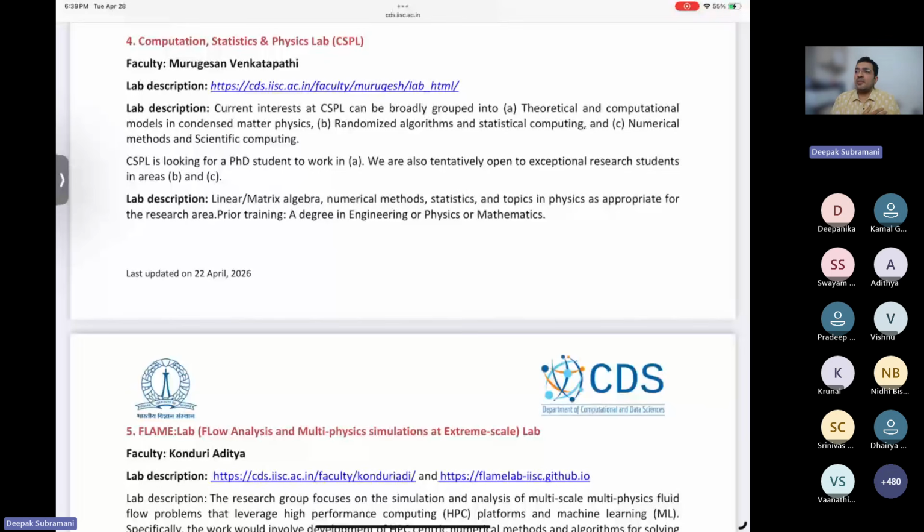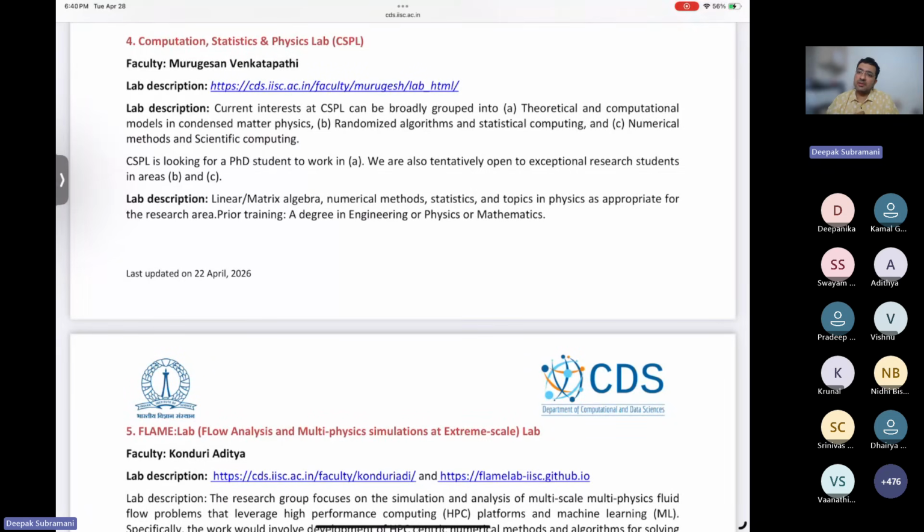They do work on randomized algorithms and statistical computing, numerical methods and scientific computing. They are actually looking for PhD students to work in the theoretical and computational models in condensed matter physics. That is their primary interest this time. But if you are interested in the other areas, you can indeed select the CSPL lab.